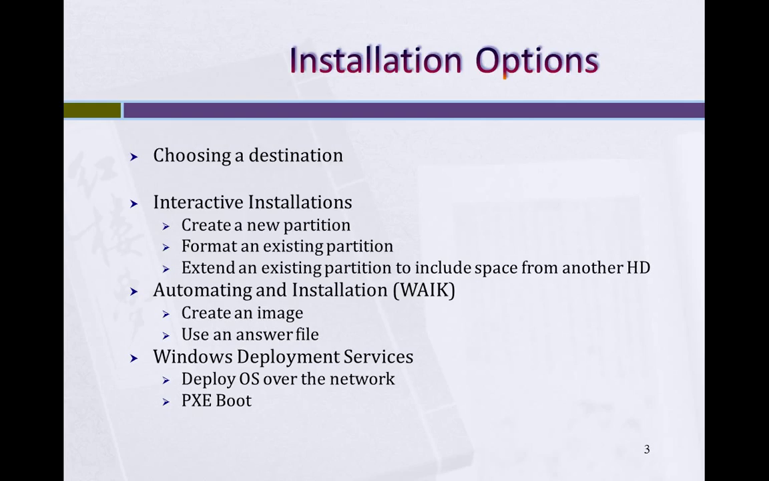If you want to automate your installation, you can use the Windows Automated Installation Kit, which is a free download from Microsoft. You can use it to create an image and to create an answer file, which also helps you even further to automate the process. You can also choose to use the Windows Deployment Services to deploy an operating system over the network. Be aware that your network has to be set up for PXE boot, which is pre-boot execution. The network cards as well have to be PXE enabled.